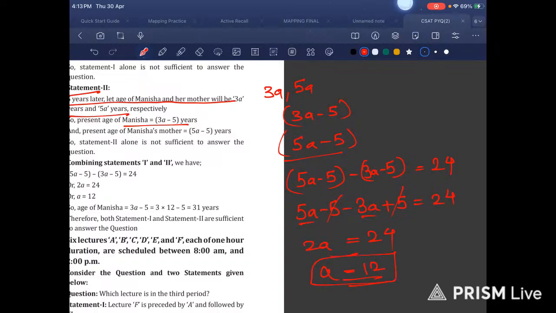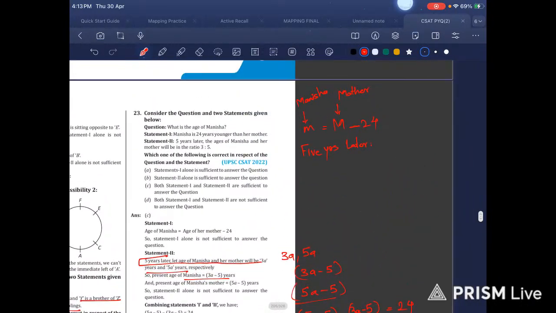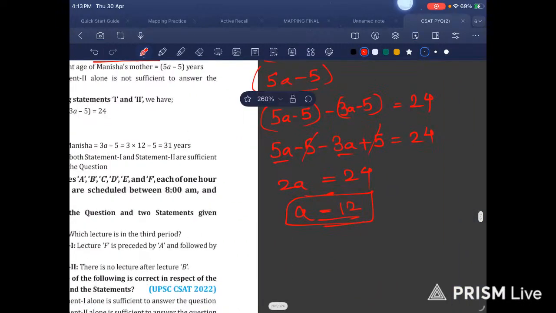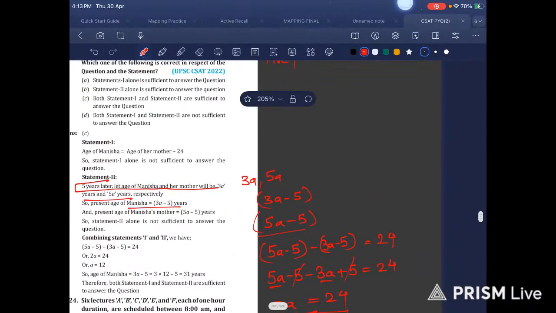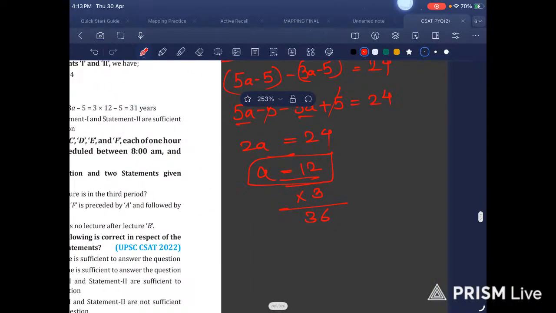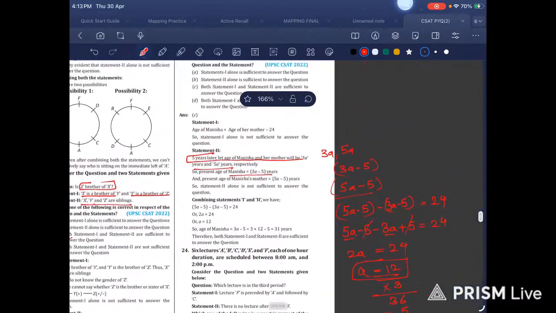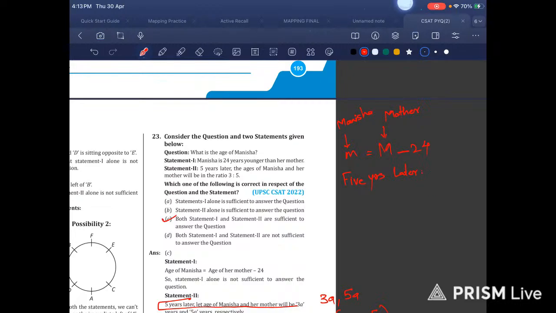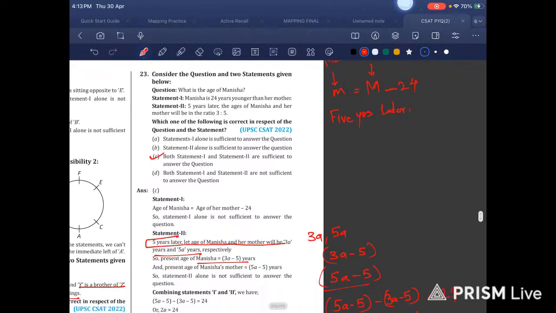If A is 12, then they are asking what is the age of Manisha. Manisha will be 12 into 3. 12 into 3 is 36, and they are asking minus 5. It would be 31 years. So using both the statements, we can get to our answer. So for question 23, option C is correct.